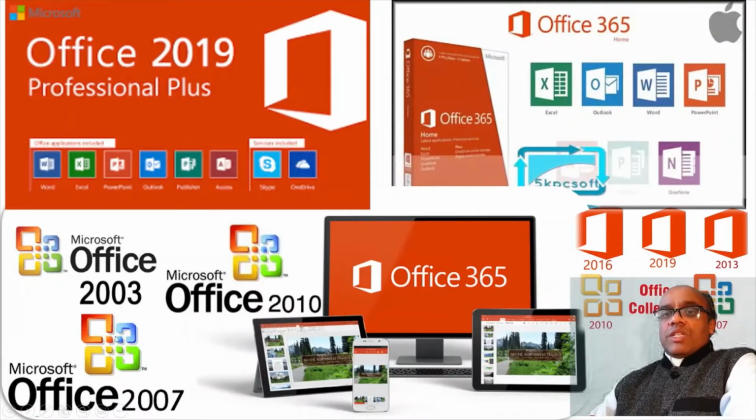We have Office 2003, Office 2007, after that came Office 2010, then Office 2013, 2016, 2019, Office 365. In Office 365 itself there are many versions. Office 365 and Office 2019 are almost the same. The difference is that 2019 is a one-time purchase, while 365 is a subscription-based purchase. So with 365 you get regular updates, but if you purchase Office 2019, that is a one-time purchase. What you buy is what you get, but updates you will not get.